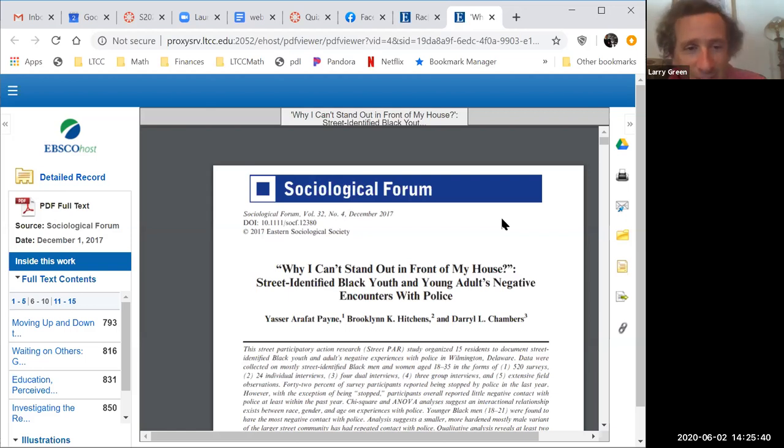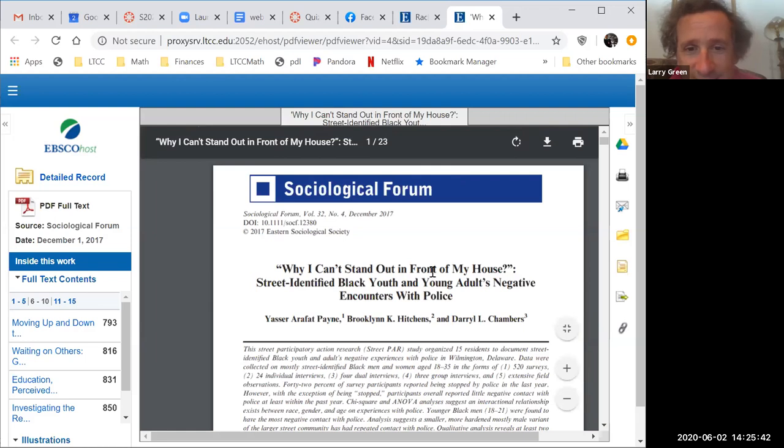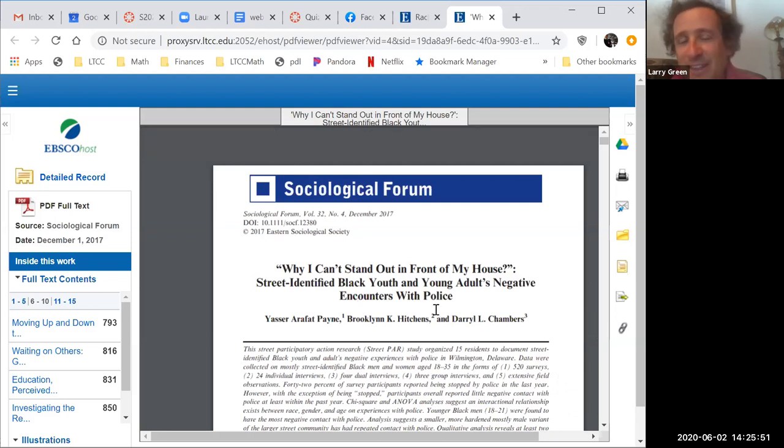And let me read the article. And that is, why can't I stand out in front of my house? Street identified Black youth and adult young negative encounters with police. Okay. My guess is you've all been reading the news at least a little bit. I think you have to read it for 2 seconds to know what's going on. And unfortunately, we had a horrible incident not too many days ago. And one of the problems is that there's a lot of prejudice, and it sucks. I wish we didn't have prejudice, and we need to do something about it, but there is.